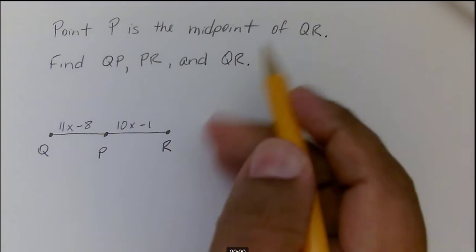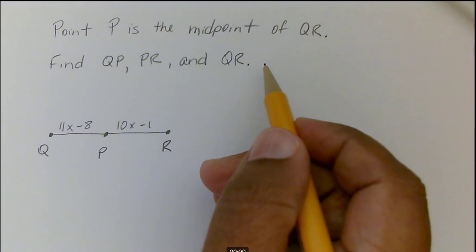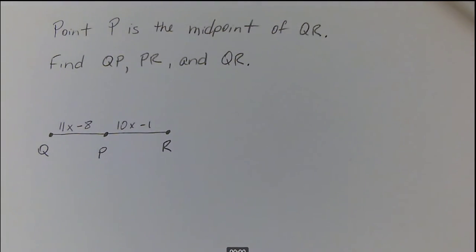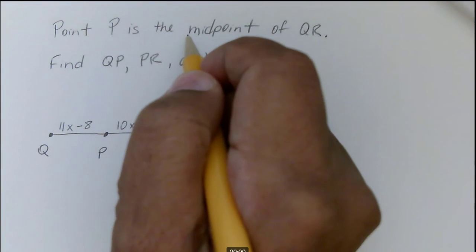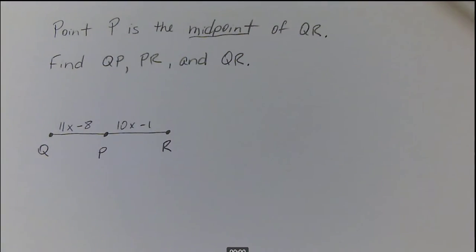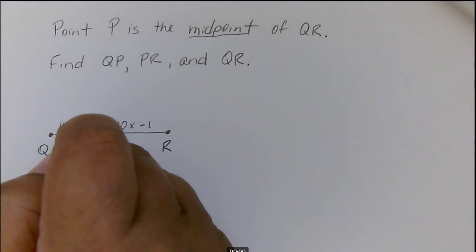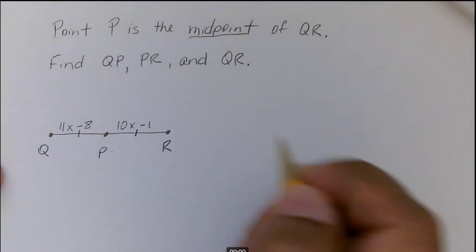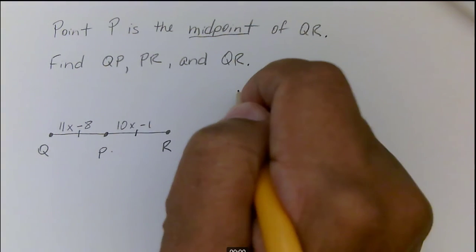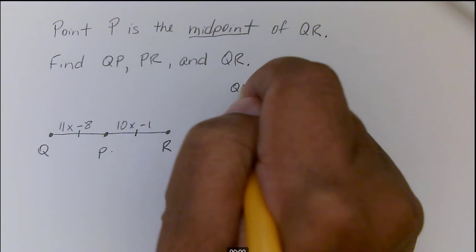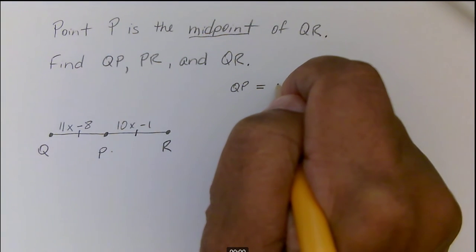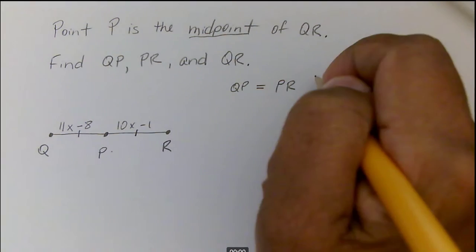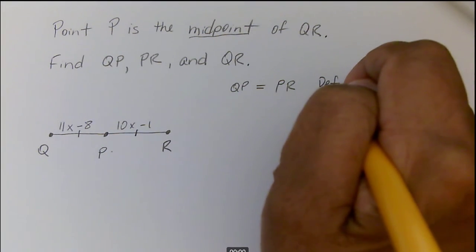If P is a point of line segment QR, find QP, PR, and QR. Remember, a midpoint, by definition, means it bisects something into two equal parts. So therefore, this line segment QP is congruent to PR. So we then have, by definition, QP is congruent or equal to PR by the definition of midpoint.